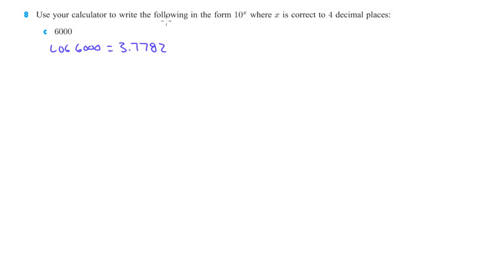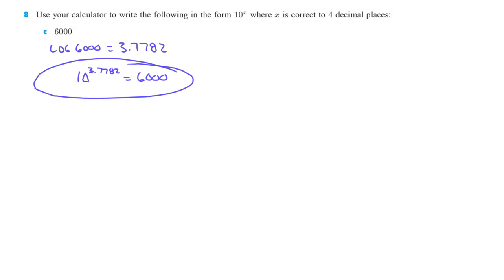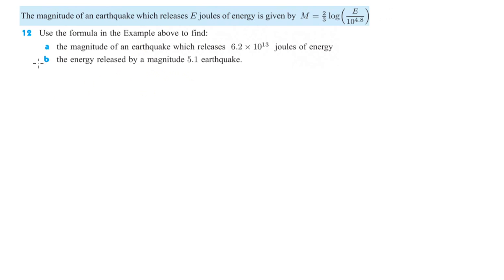So it says write the following in the form 10 to the x, where x is correct to 4 decimal places. So that means 10 to the 3.7782 equals 6,000, and that's what they're looking at. That's what we're looking to do. Last one to look at here is number 12.